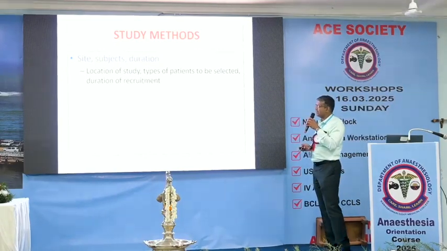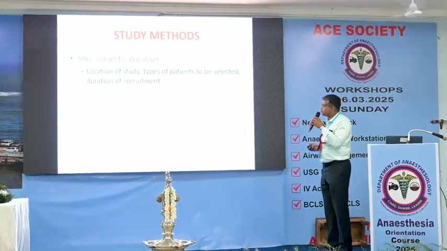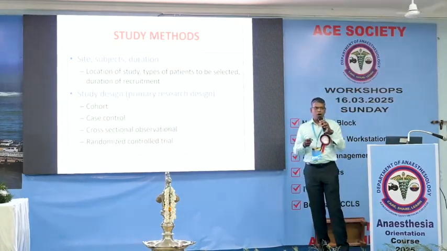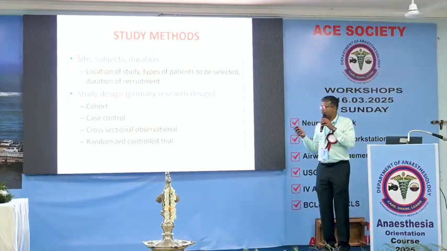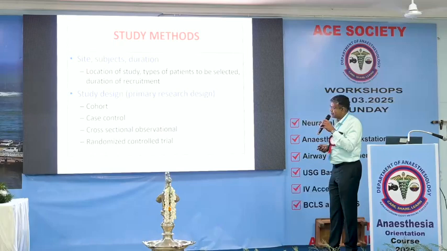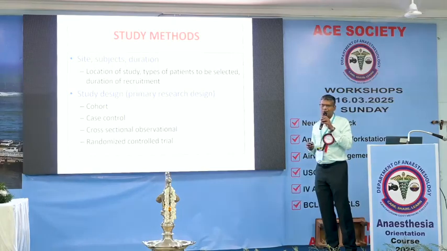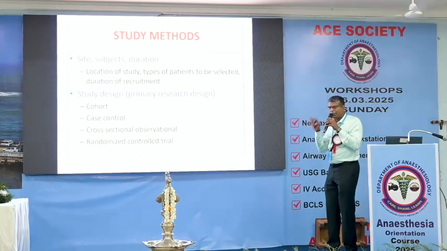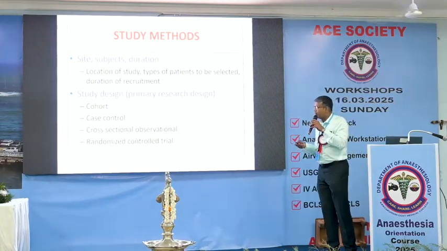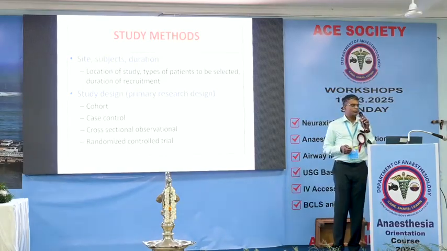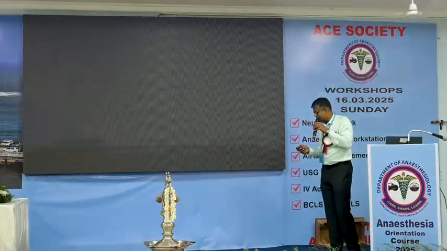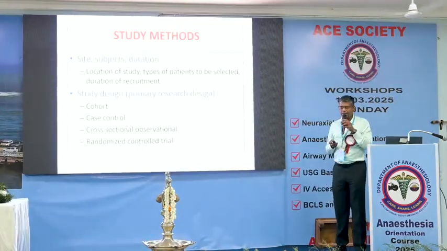Study subject is basically about the location of the study, type of patients to be selected, and also the duration of recruitment. Now study design basically defines how you are conducting this. You can have a cohort study, a case control, a primary research design, or a cross-sectional observation. That is, at one point of time you recruit all the patients and observe the changes at that particular point of time. Or the randomized control trial is one of the most common designs used in our routine practice. This is the interventional kind of study that we follow routinely in our anesthesia practice.